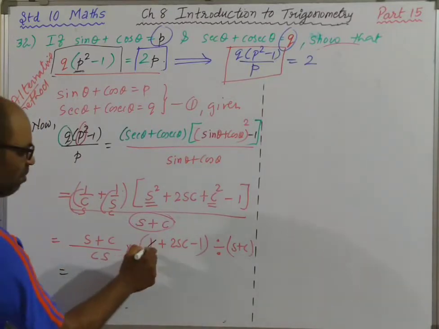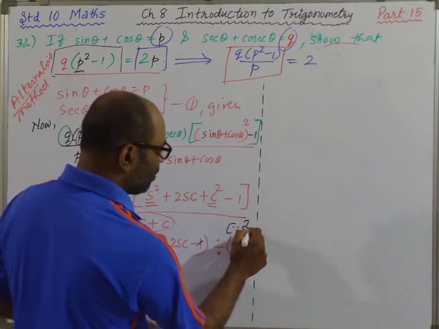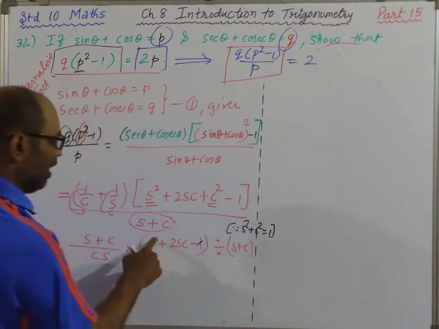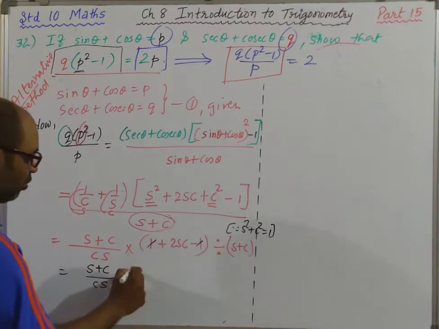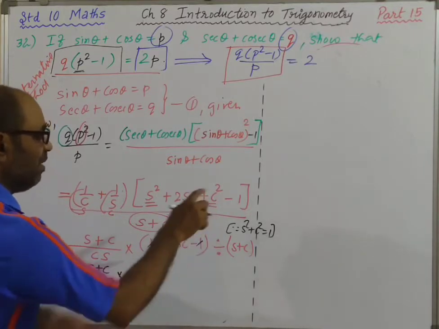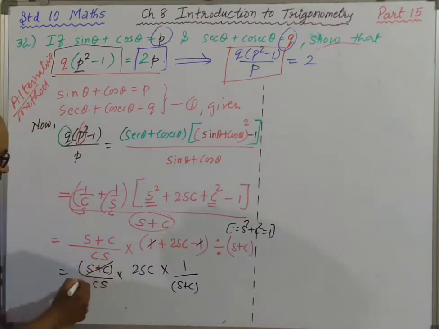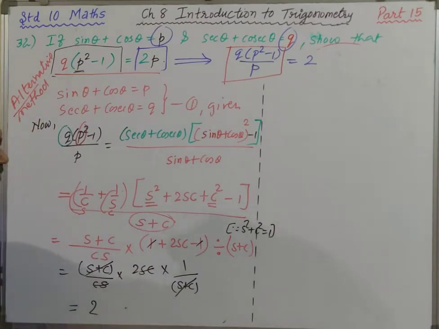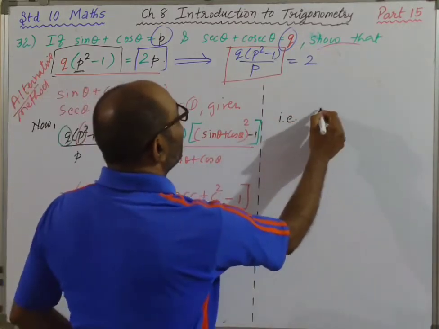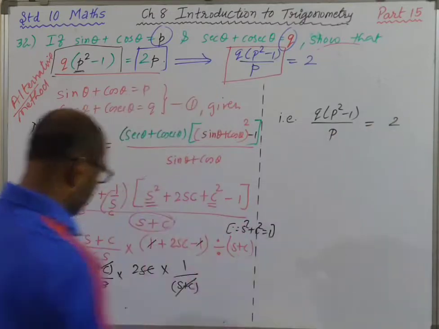This is, yeah, plus 1 minus 1 is gone. लेकिन ये plus 1 कहाँ से आया? Because sine square plus cos square is equal to 1. यहाँ use किया गया sine square plus cos square. So that is sine plus cos upon cos into sine into 2 times sine into cos multiplied by 1 upon sine plus cos. ये bracket रख दो, sine plus cos, cos, sine cancel gone. That is equal to 2. i.e. q into p square minus 1 upon p is equal to 2.